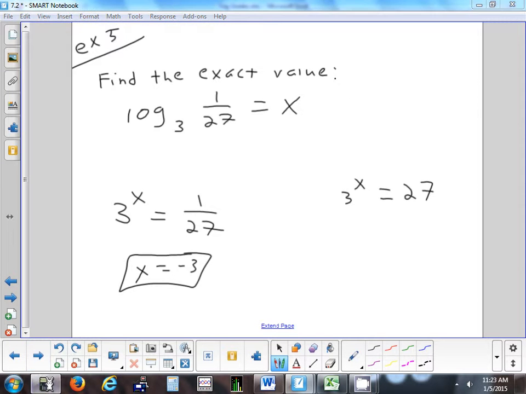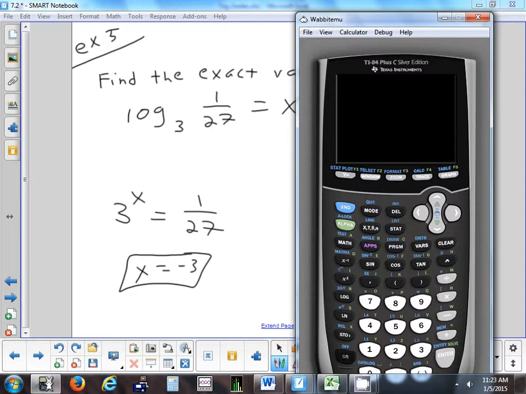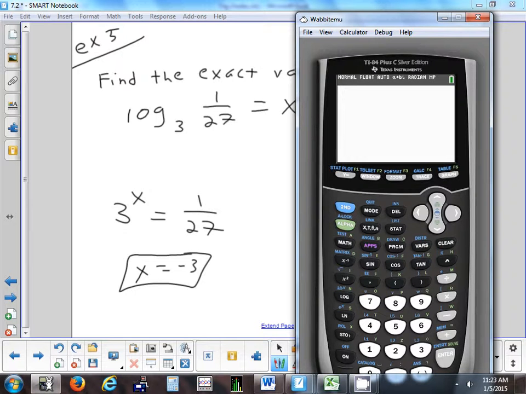And if you get confused and you're not sure, you can easily check it. Type 3 to the negative third power. See what you get. You get 0.037. Now type 1 divided by 27. See what you got. Same thing. So you found the right number. Keep that idea in mind: if you want a fraction, your exponent has to be a negative, and that causes it to flip.